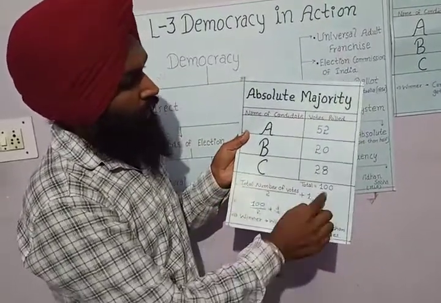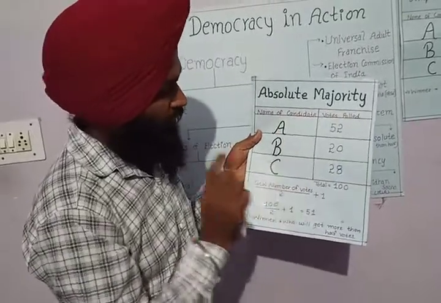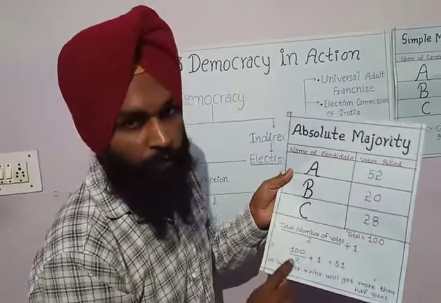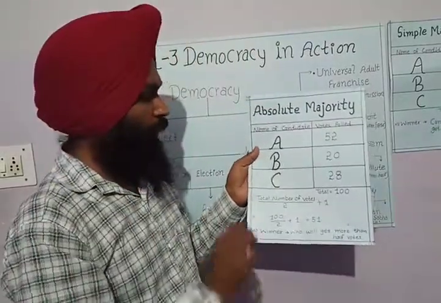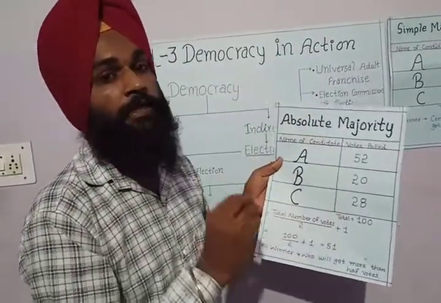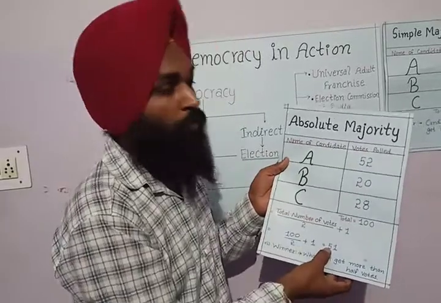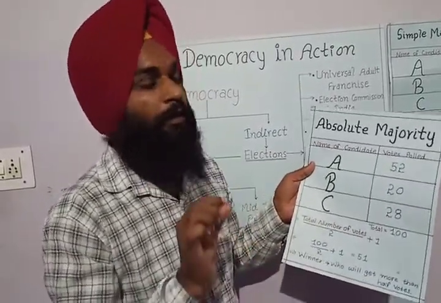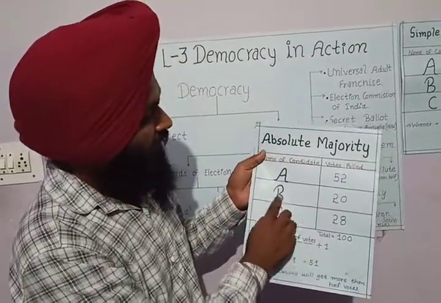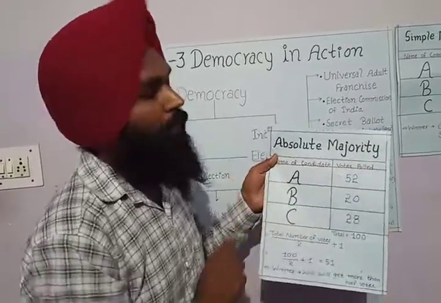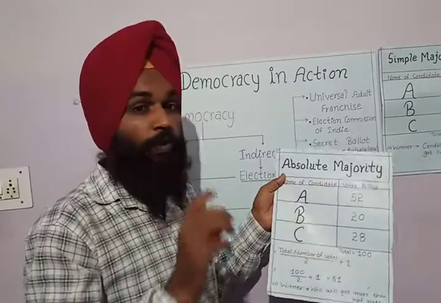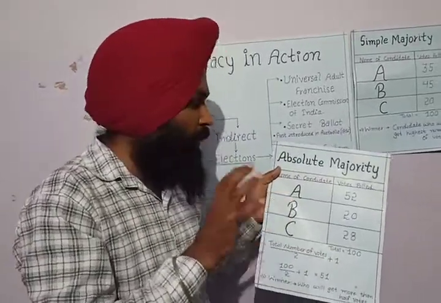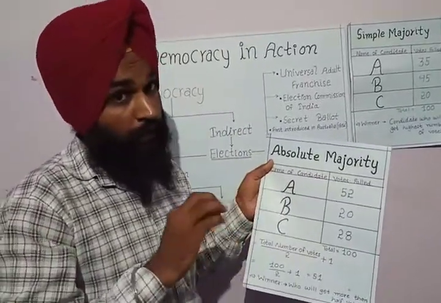So there are 100 votes in that constituency, and 100 divided by 2 plus 1 becomes 51. The candidate who gets 51 or more votes will be the winner. Who is getting more than 51? Candidate A. So here candidate A is the winner. Here we see who is getting more than half, but this method we are not following in general elections.